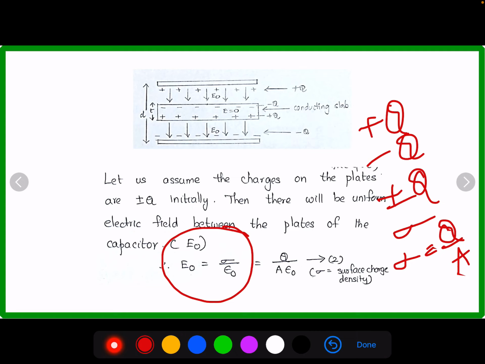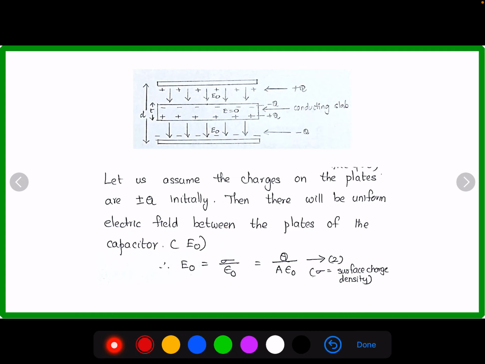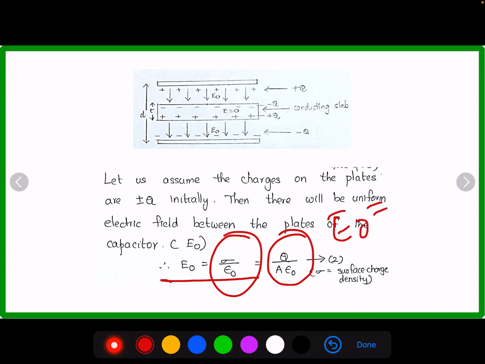Therefore, replace sigma with Q by A. E naught is equal to sigma by epsilon naught, and sigma is equal to Q by A. Therefore, E naught is equal to Q by A epsilon naught. Let it be equation number 2.